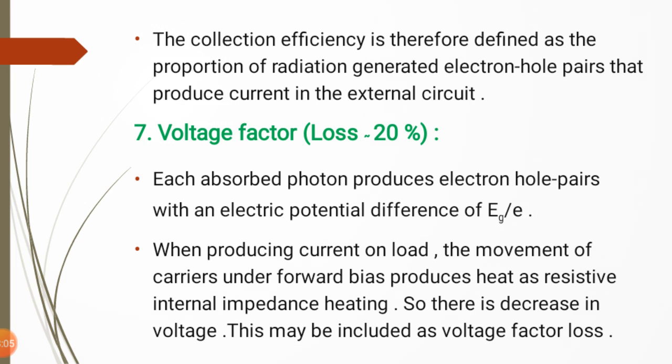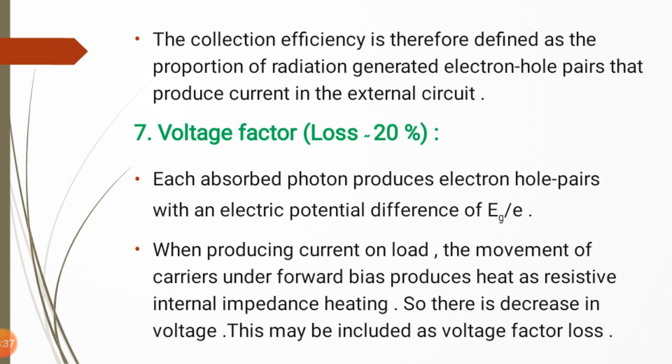We know that when producing current on the load, that means there is a load, that means the external circuit. When there is a current in the external circuit, the movement of carriers under forward bias produces heat as a resistive internal impedance. That means when there is a movement of the charge carriers, there is a production of heat, and this heat contributes to the internal resistance of that system or that circuit. So due to the increase in the internal resistance, there is a decrease in the voltage.